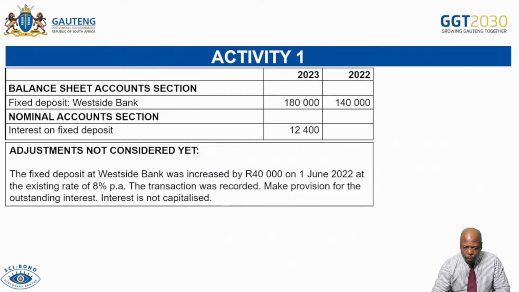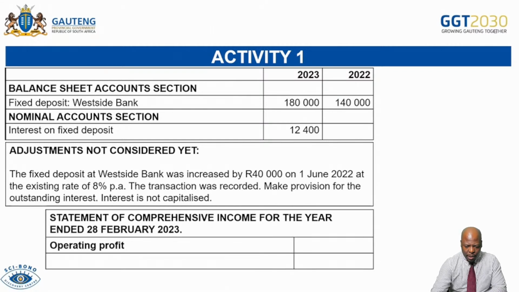And then we are here now. We are told to record in the statement of comprehensive income that the fixed deposit at Westside Bank was increased by 40,000 on 1 June at an existing rate of 8%. So the rate is still the same. The transaction was recorded. Very important, this aspect, that the transaction was recorded. So once the transaction is recorded, you have to know that it is in this 180,000.